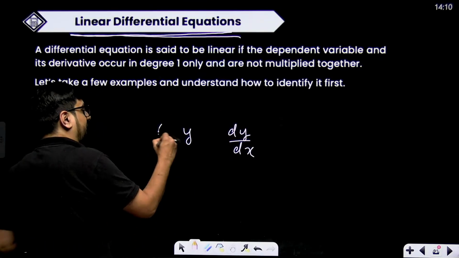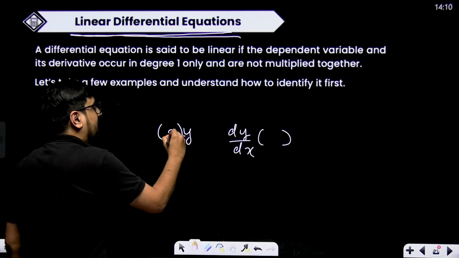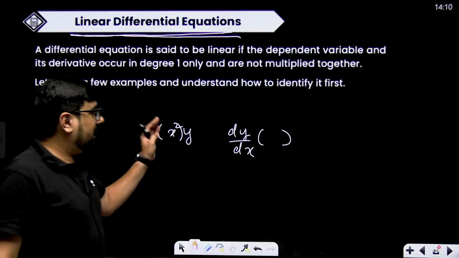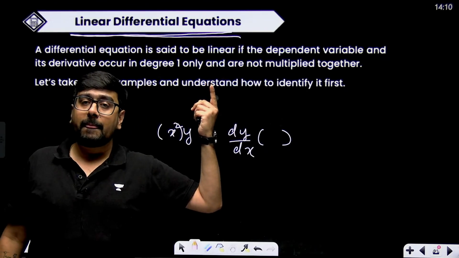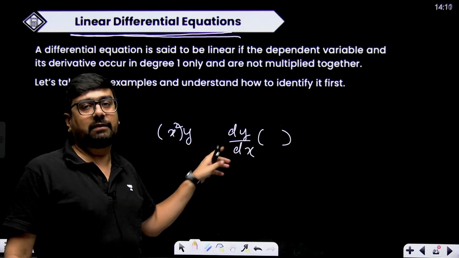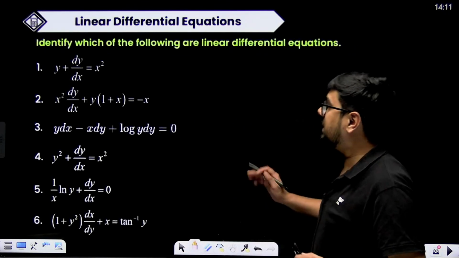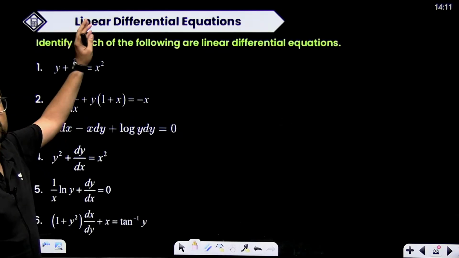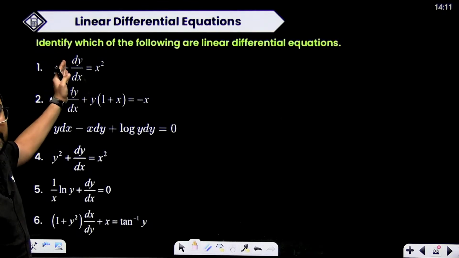Right, now here I can have anything, xy something, x square, x cube something I can have, here also something can be multiplied, but only y and dy by dx should be there. It should not be y square then. The degree of dependent variable and the derivative of dependent variable should be equal to 1. That's linear differential equation. For example, here y and dy by dx. Apart from this, x square, anything can be there. But y should be in degree 1 and its derivative dy by dx should be in degree 1.